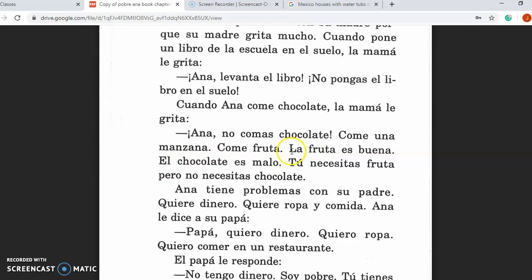When we're generalizing in Spanish, so talking about all fruit, all chocolate, all of something, we still like to put the word "the" in front, even when we're making generalizations. In English, we wouldn't say the fruit is good, the chocolate is bad, because that makes it sound like we're speaking about something specific. But in Spanish, it's okay to do.